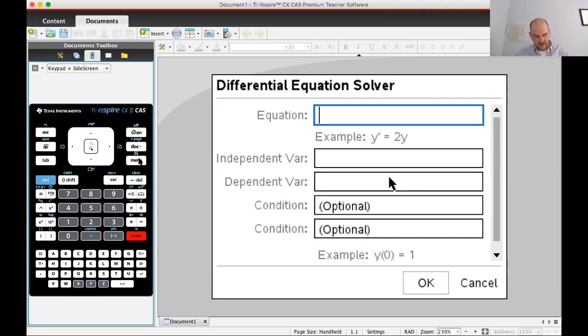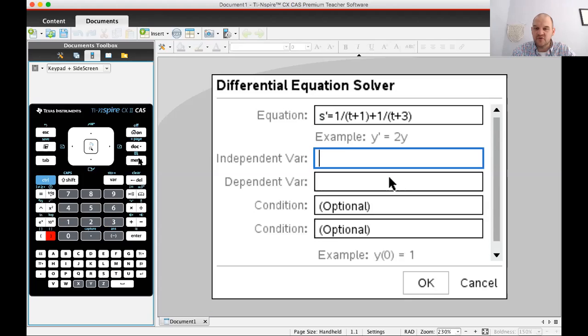Because I have a CX2, it has a wizard that tells you how to do it. What it's telling you is you have to put in your differential equation. So for example, I'm going to say S prime is equal to 1 over the quantity T plus 1 over the quantity T plus 3. Okay, so that's my differential equation that I'm solving here.